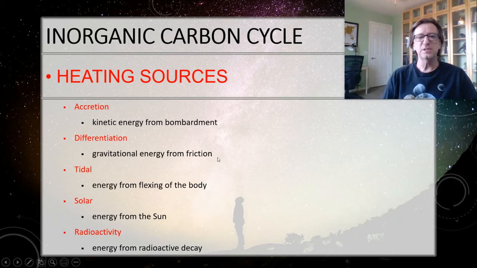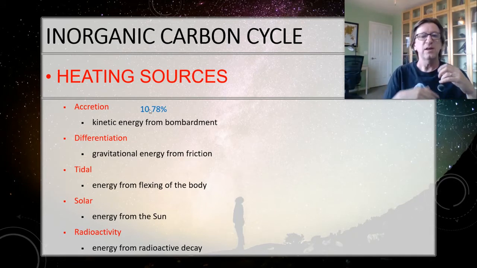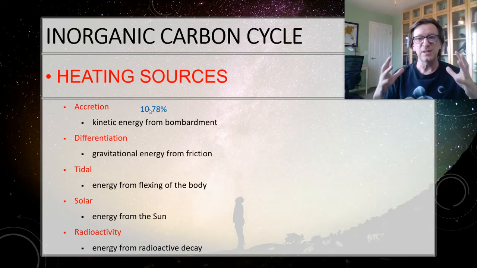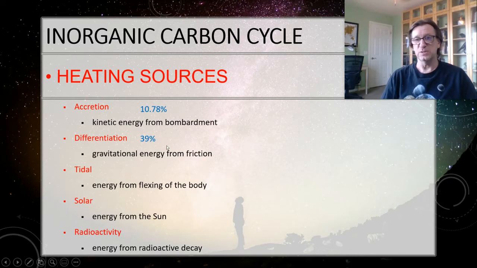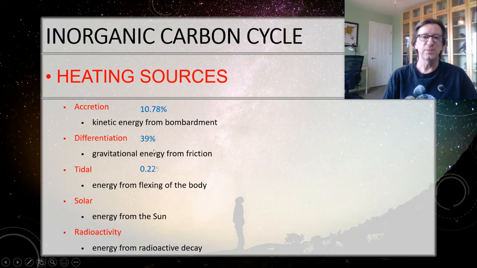Now, when we look at percentages from this, accretion is only about 10%. I mean, as these things have started colliding with each other, they've given off their heat. And so that initial heat is there, but it's going to get re-radiated eventually. Differentiation is one of the big sources. About 40% of the energy comes from this stuff falling together.